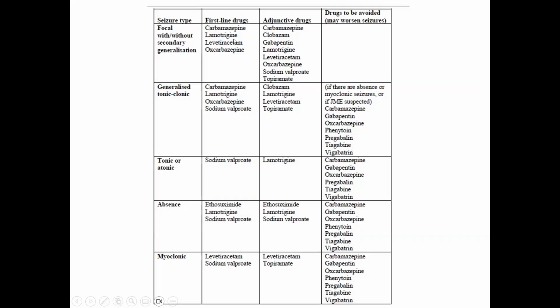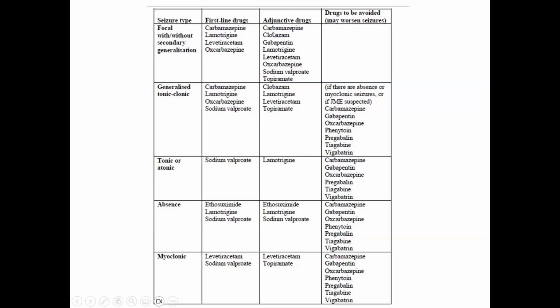So don't try and memorize all the drugs that are under these sections. What I did was I just remembered one or two from each section. Then you won't confuse yourself. Remember the ones that are common to the type of seizure. So carbamazepine and lamotrigine, if you look, they are the first line drugs for both focal seizure and generalized tonic-clonic seizure.